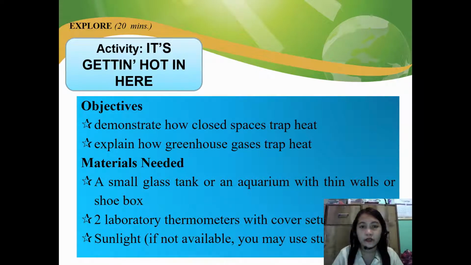So the objectives of this activity: first, you are going to demonstrate how closed spaces trap heat. And the second one, explain how greenhouse gases trap heat. So the materials are, we have a small glass tank or an aquarium with thin walls. Or if you don't have an aquarium, you can use a shoebox. Second, we have 2 laboratory thermometers with covers set up. And the last one, of course, we have sunlight. So you are going to perform this outside.